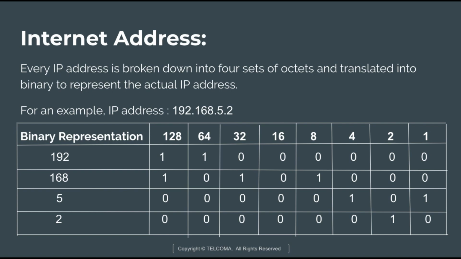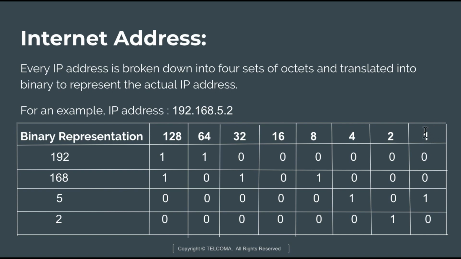Next is the representation of the IP address. Here the IP address is broken down into 4 octets and translated into binary to represent the actual IP address. Here I am depicting how the IP address is represented in binary notation. This is the decimal notation of this address. This is a class C address, 192.168.5.2.